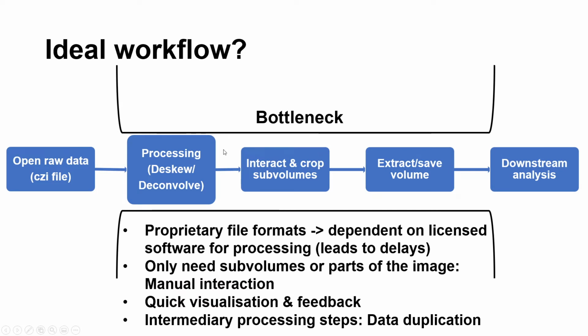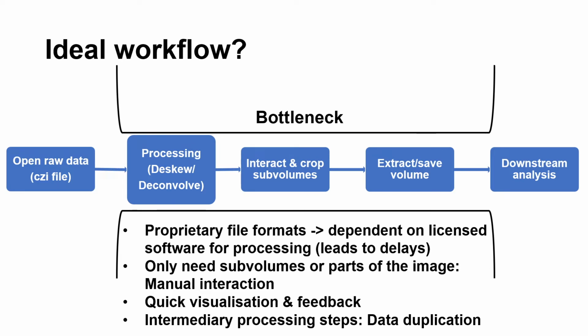So a big bottleneck is this process here because of a few factors. One, being a proprietary file format, CZI, we need to be dependent on licensed software for processing, which can sometimes lead to delays because of the limitation on the number of licenses we can have and the number of people that can use it. And this processing can take a while, because we need to process the whole volume, and ideally we only need that sub-volume or parts of the image.